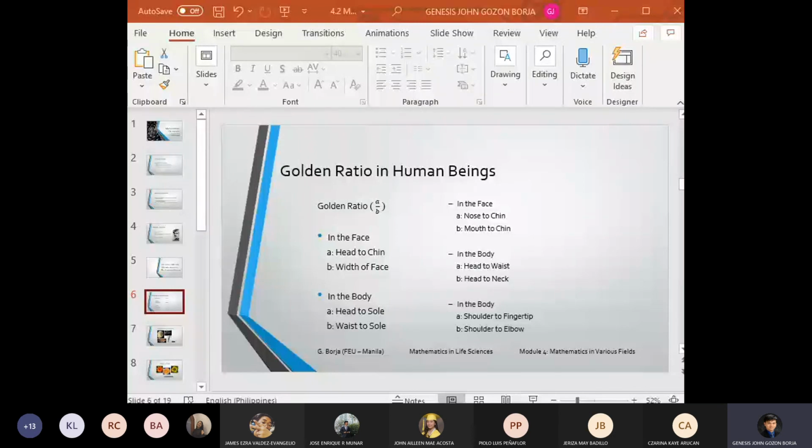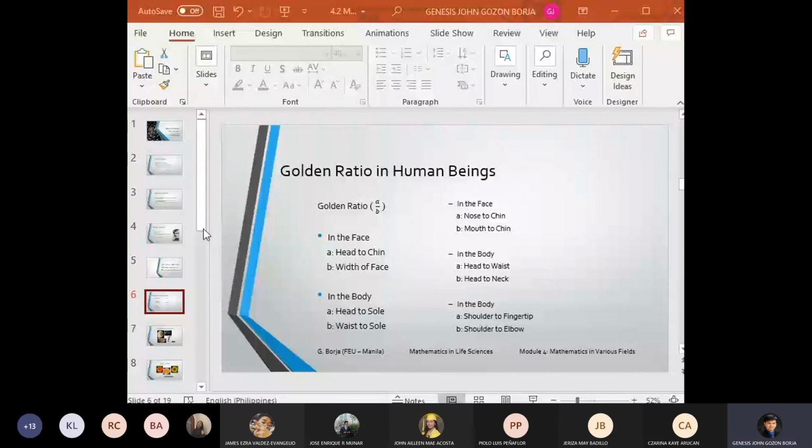Okay, so sa body naman, our height divided by the measurement of our lower extremities, so from the waist to the sole of our foot, we get again something which is close to the golden ratio. Okay, so kunyari shoulder to the fingertip, and then shoulder over the measurement of the shoulder to the elbow, we get again something which is an approximation to the golden ratio.